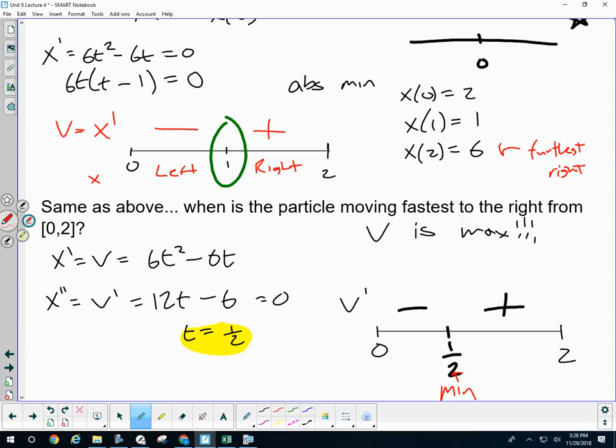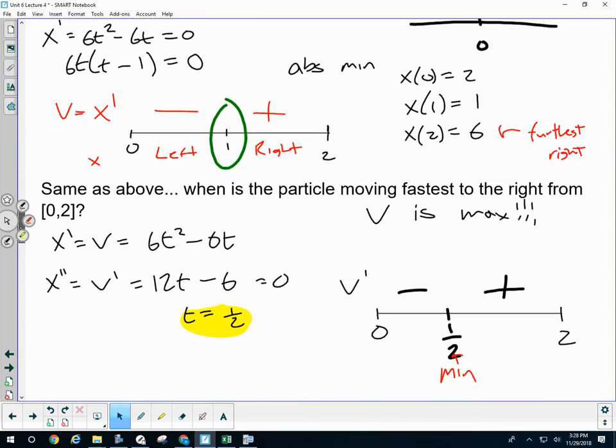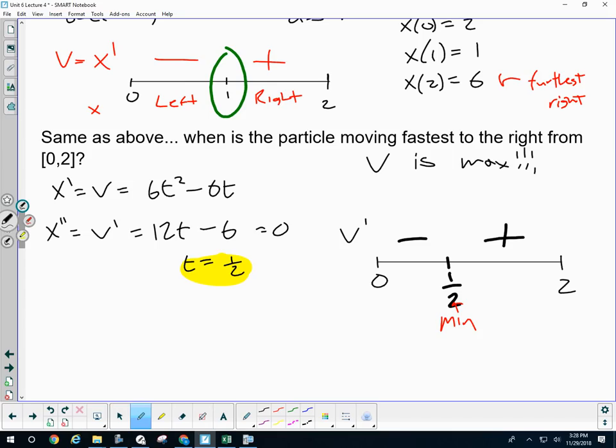The possible maxes must be at 0 and 2. So I will go and see, what is the velocity at 0? What is the velocity at 2? The velocity at 0 is 0. The velocity at 2, 24 minus 12, is 12.